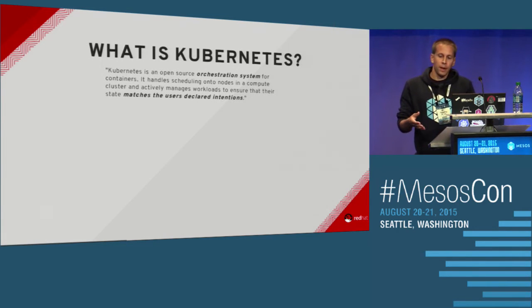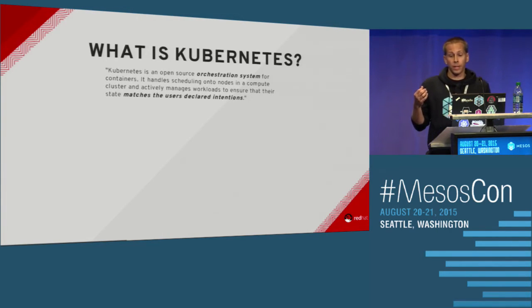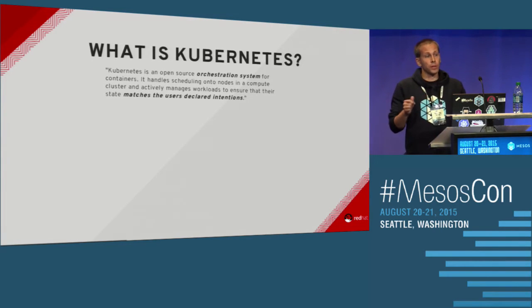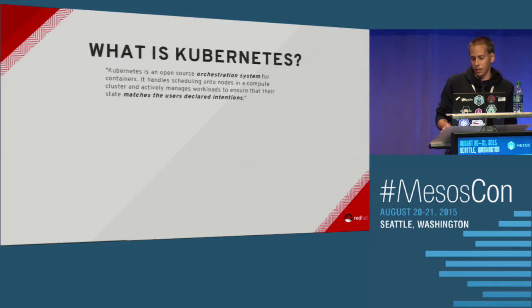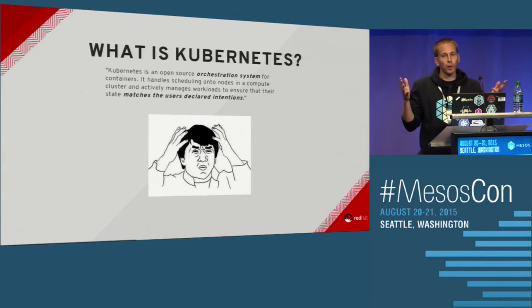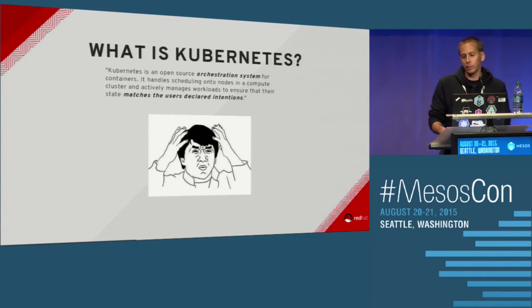So let's define what Kubernetes is, right? Kubernetes is an open source orchestration system for containers. So containers only, right? It handles scheduling onto nodes in a compute cluster and actively manages workloads to ensure their state matches the user's declared intentions, right? I don't know about you, but I love densely packed statements like this because it kind of makes me wonder what it really actually means, right? So let's break it down a little bit.